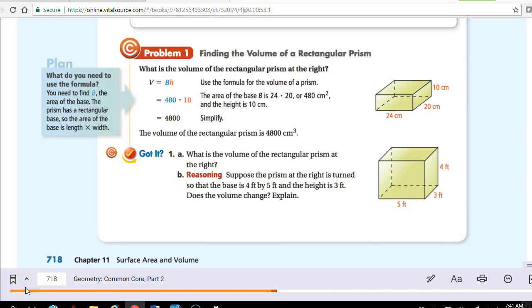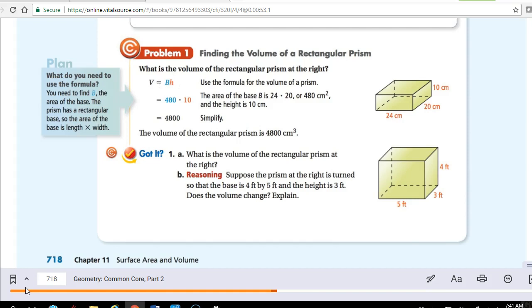Hello, we're going to be looking at problem number 1 in section 11.4 about volume of prisms and cylinders. This is found on page 718 of your textbook. And when we find the volume of a rectangular prism, the generic rule is that the volume is, this capital B here stands for the area of the base multiplied by the height.